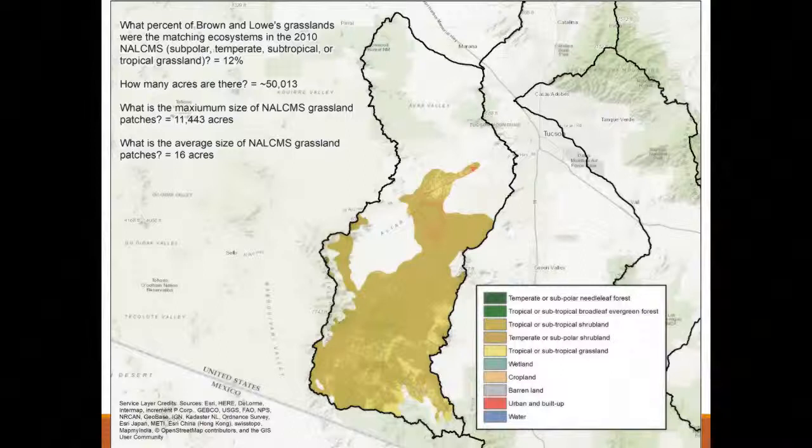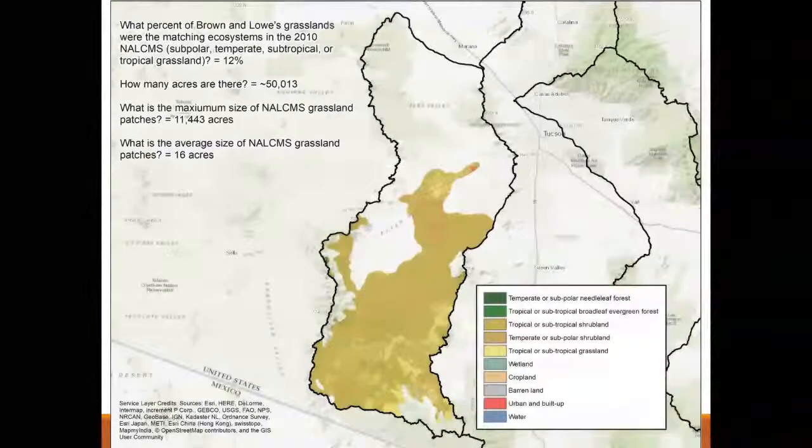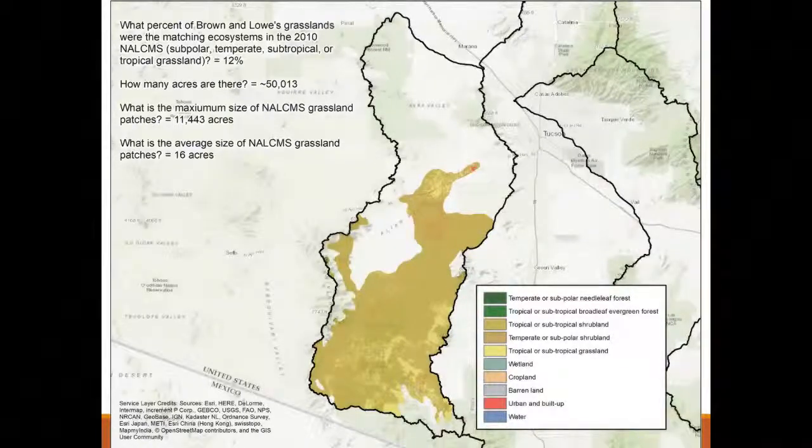Another spatial product we brought in to match up with our indicators was this North American NALCMS, the North American Land Change Monitoring System, I think. And there's only one year of data, but it's similar to NLCD, but for all of North America. So we asked, within this Brown and Lowe grasslands area, what percent of that is actually mapped as grasslands with this NALCMS data? And it was actually only 12% here, because a lot of this is showing up as shrublands, which gives you an idea about the woody invasion also.